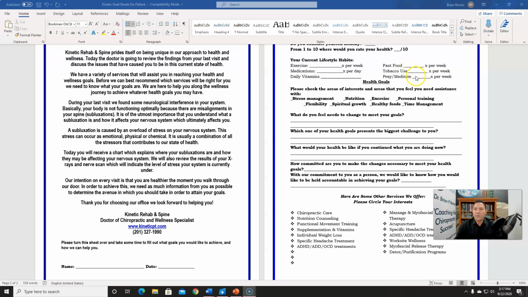Fast food, tobacco use, pray, meditate. Again, now we're looking at their habits of lifestyle. So when I talk about chronic stress to the patient, I'm using the examples that they gave me. So say fast food, 2 times a week. I'm going to ask where they go for fast food. McDonald's, okay? Or whatever it is. Tobacco use. Well, I don't smoke cigarettes, but I vape. Right? That's a common one now. I don't pray, but I meditate. I pray, but I don't meditate.